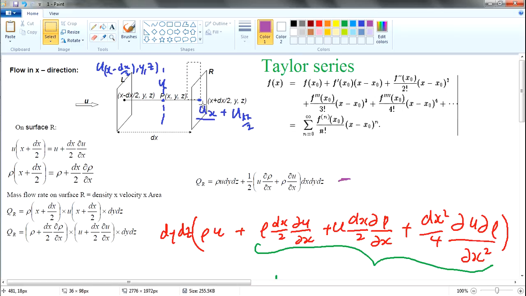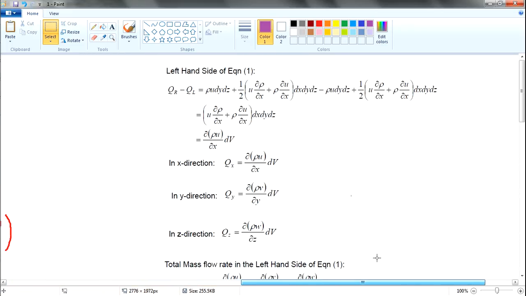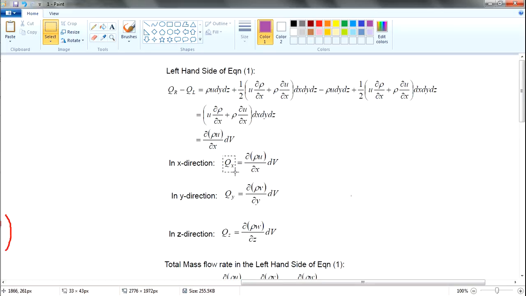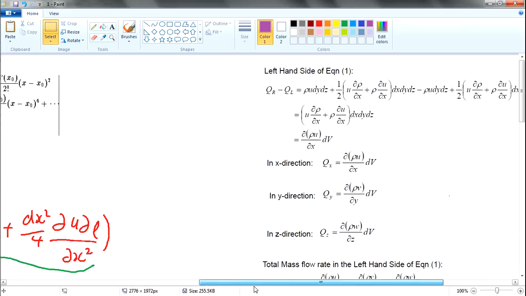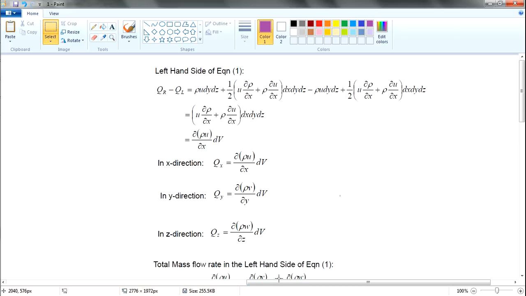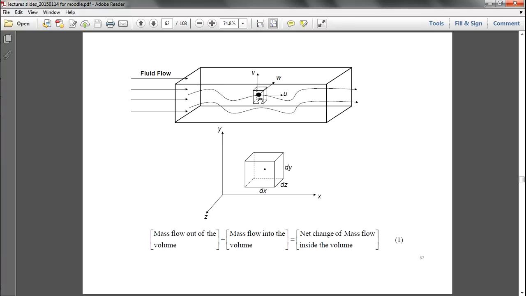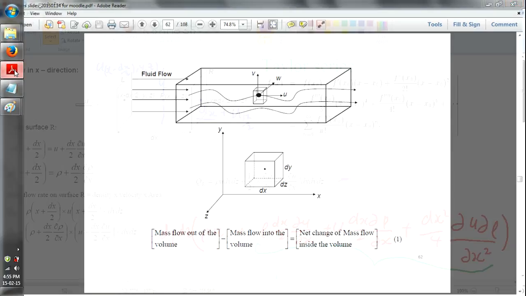We take the mass flow rate on the right side minus the mass flow rate of the left side, and eventually we get this equation over here, which is the eventual mass flow rate in the x direction. So the mass flow rate across the x direction is equal to this, while the y direction is equal to this, and the z direction is equal to this. u indicates the velocity in the x direction, v indicates the velocity in the y direction, and w the z direction, as shown in this portion. So u, v, and w, x, y, and z.